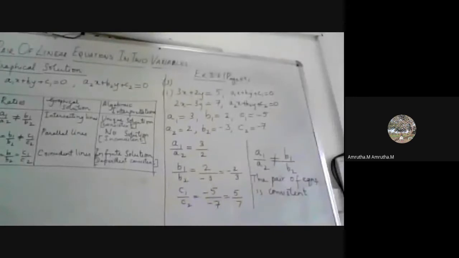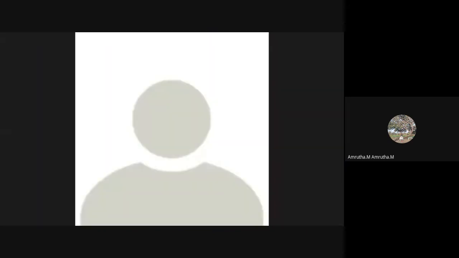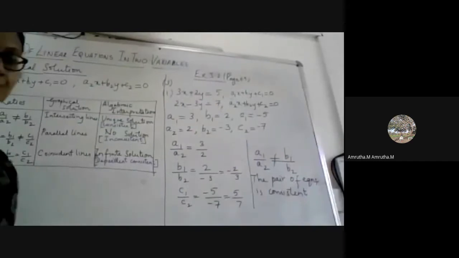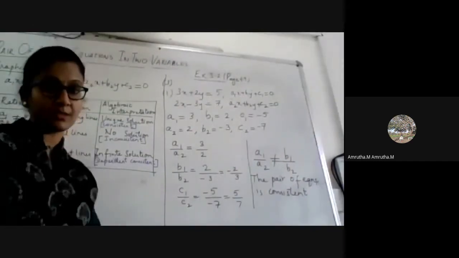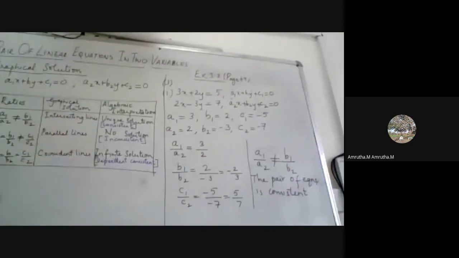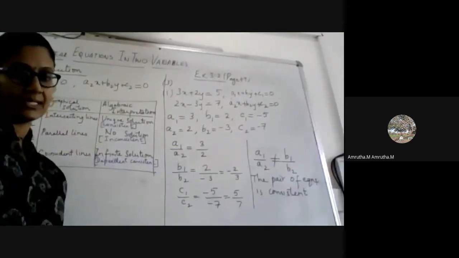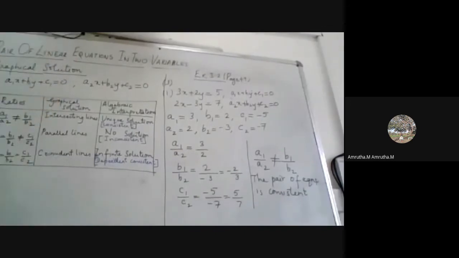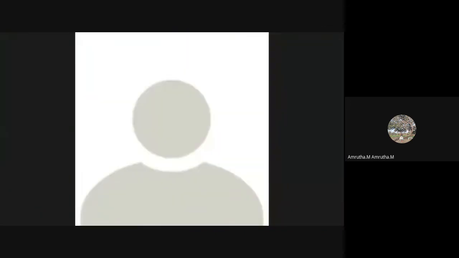Could you find out what is A1 by A2, B1 by B2 and C1 by C2? Are they equal? Are they not equal? Ma'am, A1 by A2 is equal to B1 by B2. Are you getting A1 by A2 equal to B1 by B2, but it is not equal to C1 by C2? Then only you can say it is inconsistent. Are you getting an inconsistent pair of equations? Please write, ma'am. All this is going to be your 1 mark. Don't take it very easily.